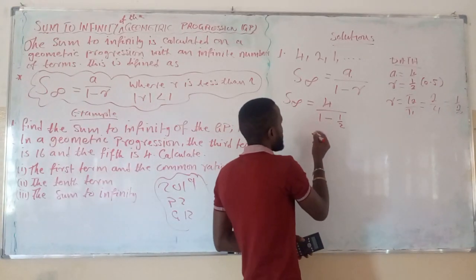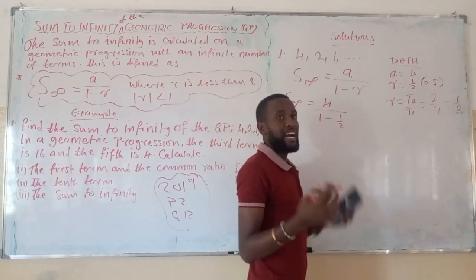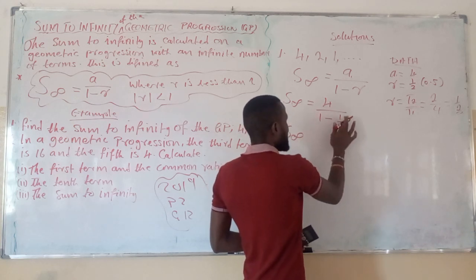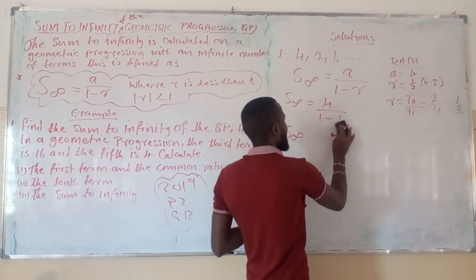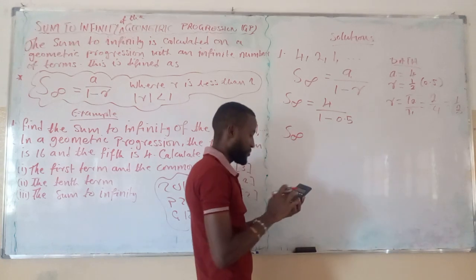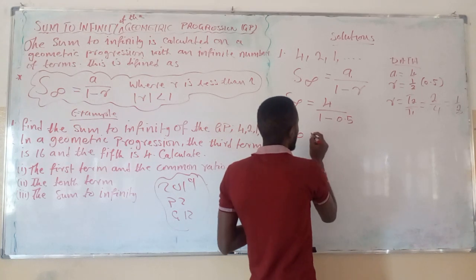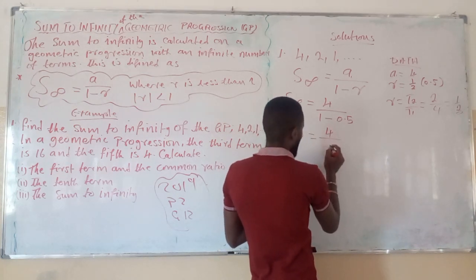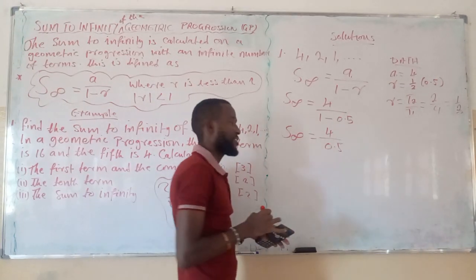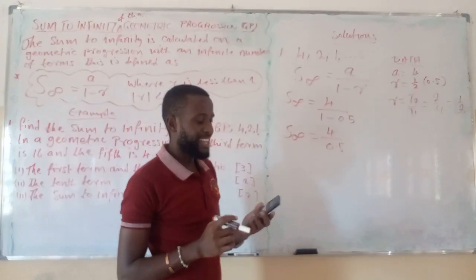So how do I work out this one? I'm going to work out this one by simply writing this in a decimal form and now use a calculator. So we are going to say sum to infinity. Instead of writing half there, let me write 0.5. Then I can subtract this by simply saying 1 minus 0.5, because I have a calculator. It means that I have equal to 4 over 0.5. Now if you want, using a calculator, you can go ahead and do your punching. 4 divided by 0.5, you are going to get your answer 8.